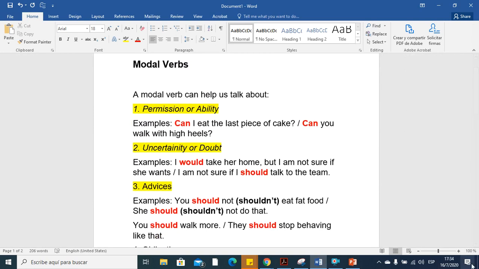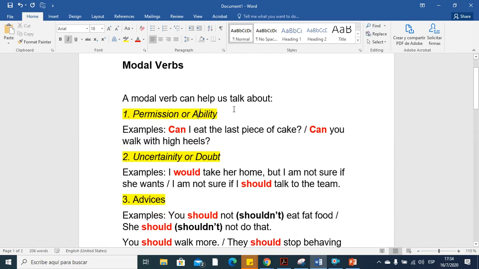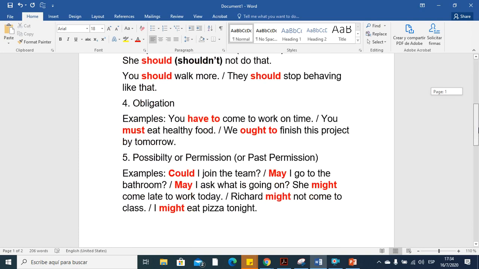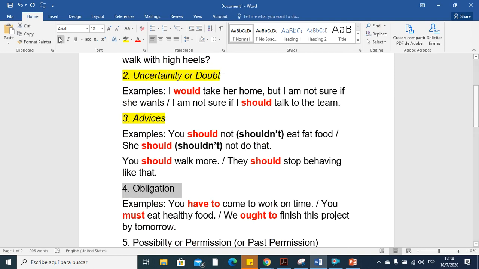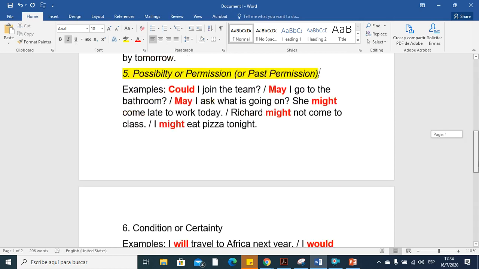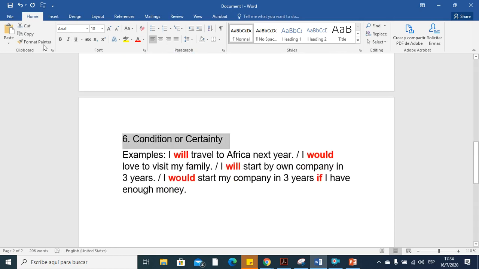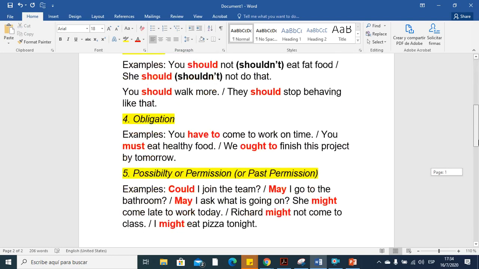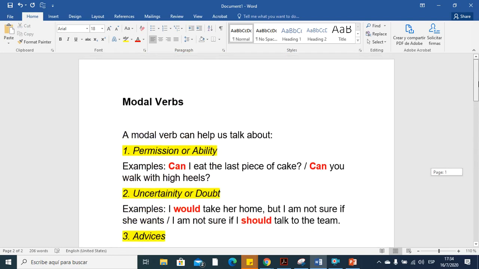So we said that a modal verb can help us to talk about permission or ability, uncertainty or doubt, advices. Then we said obligation as well. Then we said also possibility or permission or past permission. Then as a number 6, we said condition or certainty. So we have 6 things that we can use modals for.